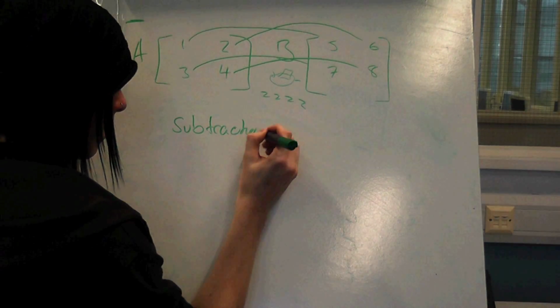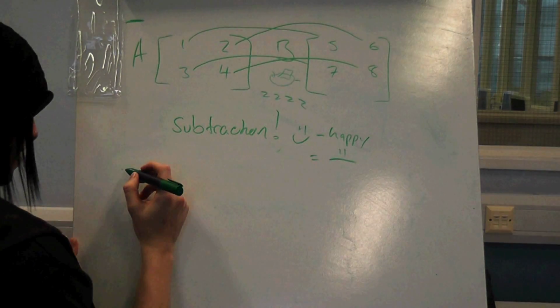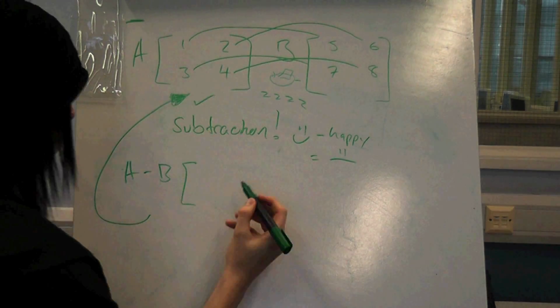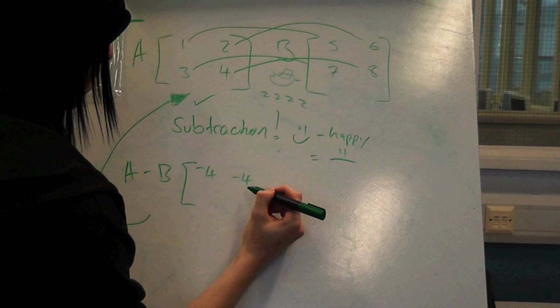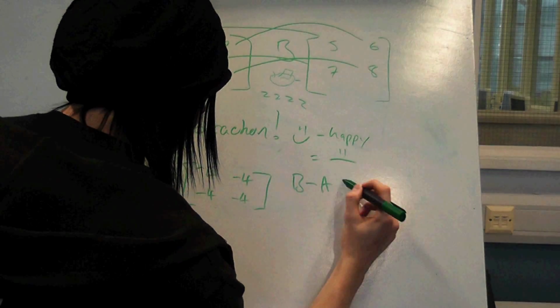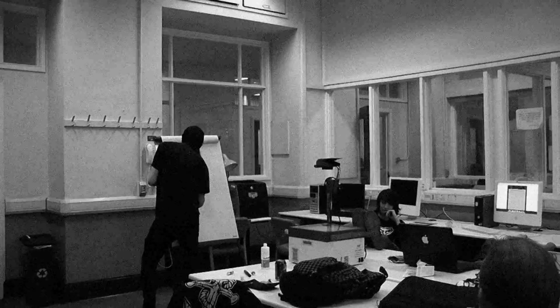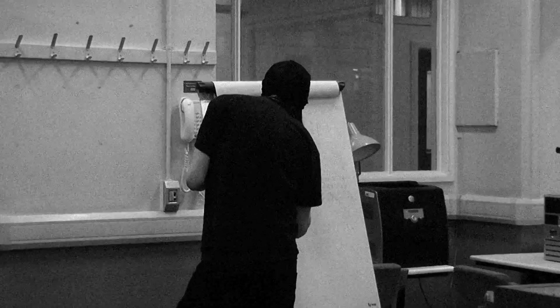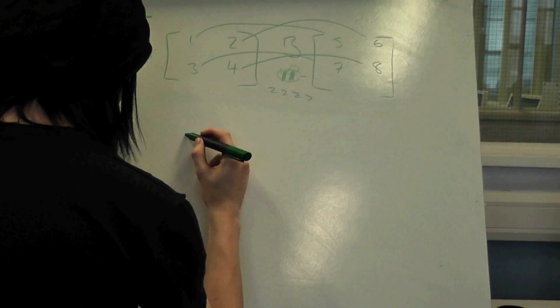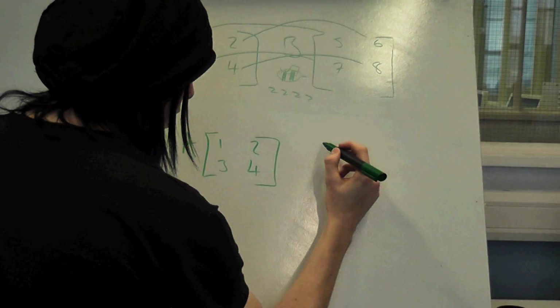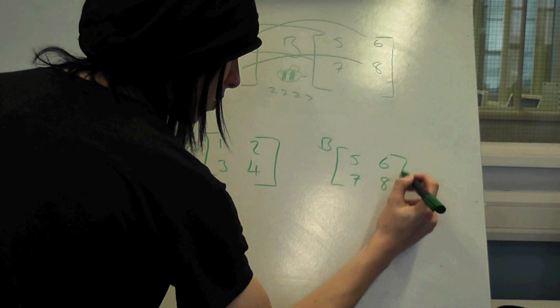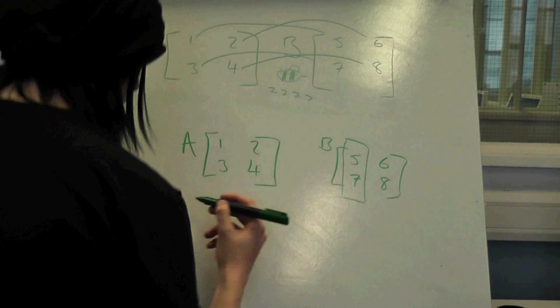Subtraction of matrices is very similar to addition, where you just subtract the corresponding values. However, it is important to remember that A minus B is not the same as B minus A, as you can see here. Multiplication is a different story, which can be quite tricky. However, there's a simple technique that you can learn which makes multiplication with matrices ever so simple.